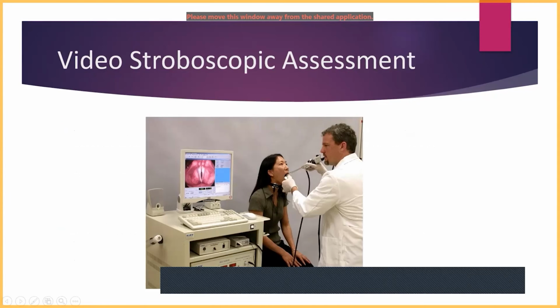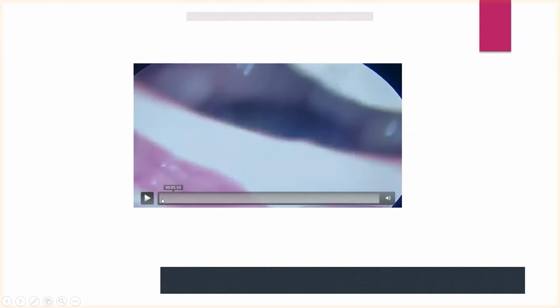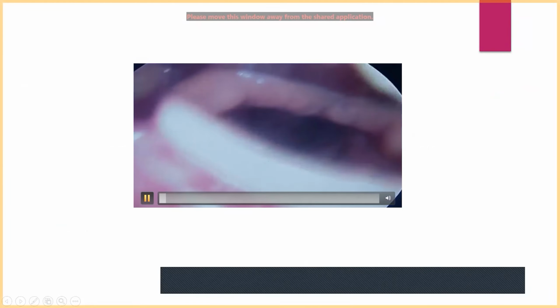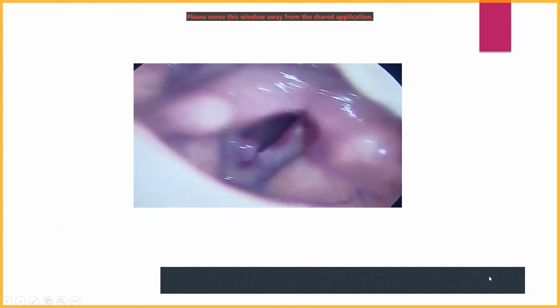So this is the setup of the video stroboscopic assessment. Next slide, please. This is a short video of the video stroboscopy. The patient has bilateral vocal fold nodules. So here we observe the symmetry, the periodicity of the vocal folds, and of the mucosal waves. And next slide, please.